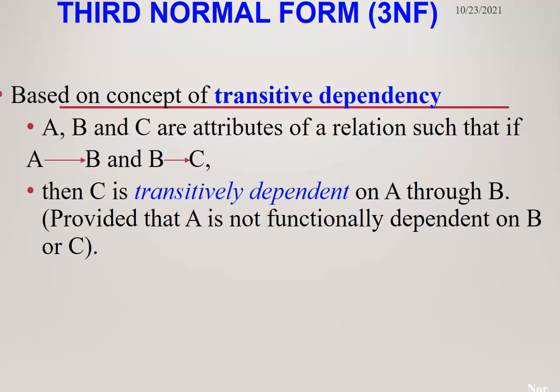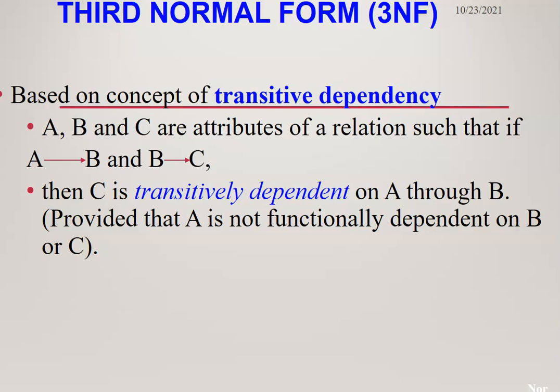So we go to the third normal form. The third normal form is based on the concept of transitive dependency. So you have three attributes, attribute A, B, C. You have attribute B being dependent on A, and then you have attribute C being dependent on B. So in other words, attribute A determines B and attribute B determines C, implying that attribute A determines C, but transitively through B. So that is the kind of relationship that exists between those three attributes.